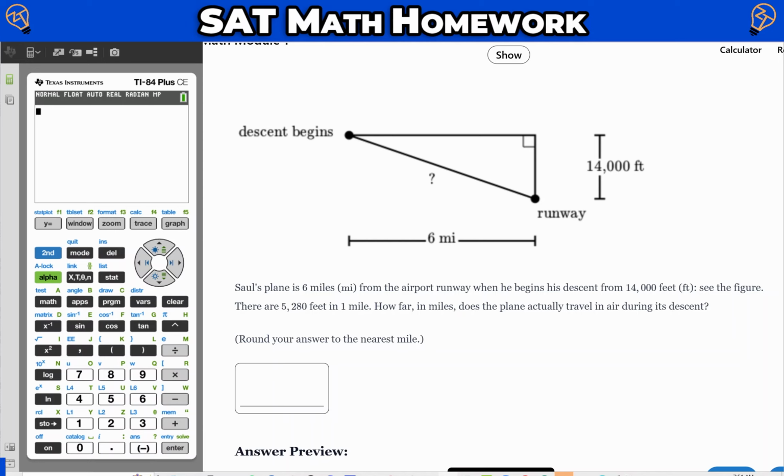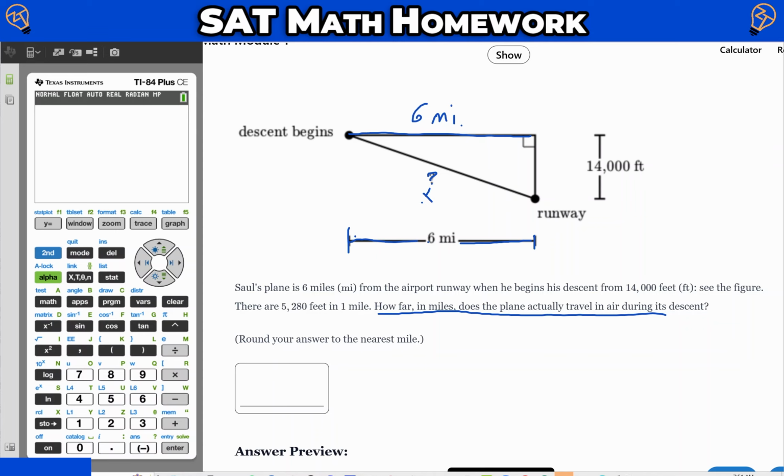So this question's trying to be deliberately misleading, at least in the visual here. When they're talking about this 6 miles horizontally, they really could have just labeled it here and made your life a little bit easier. And notice the goal here is to find how far in miles the plane actually traveled. In other words, they already put a question mark here, so we can call that x.